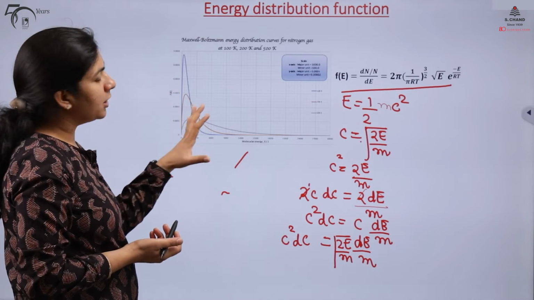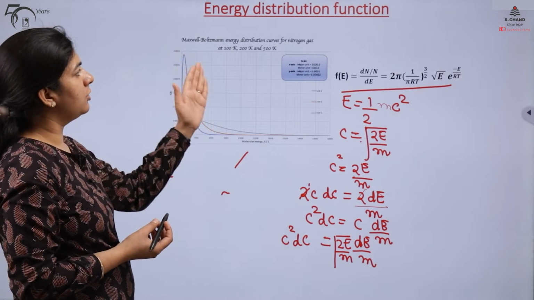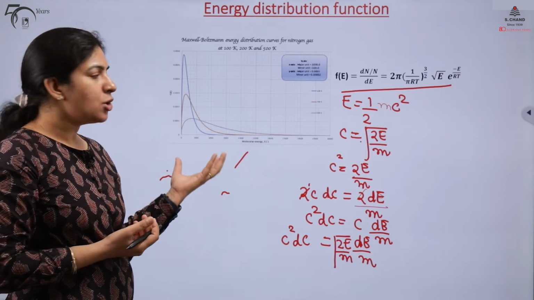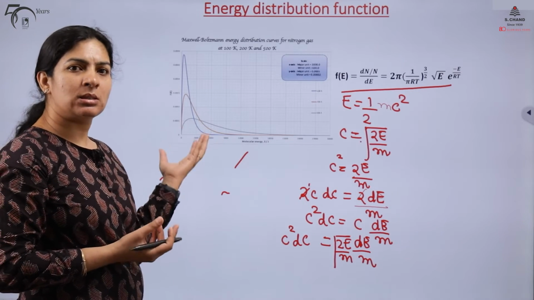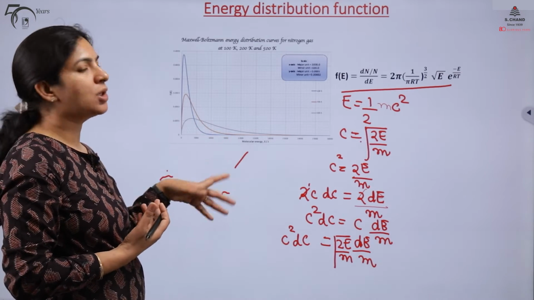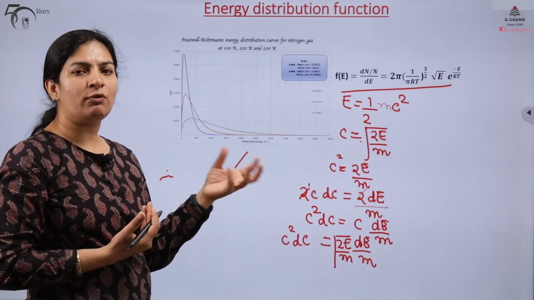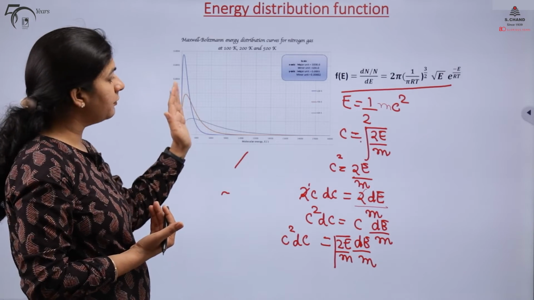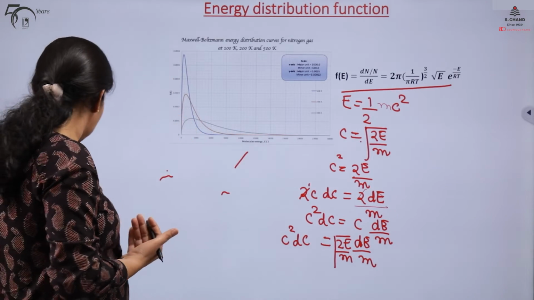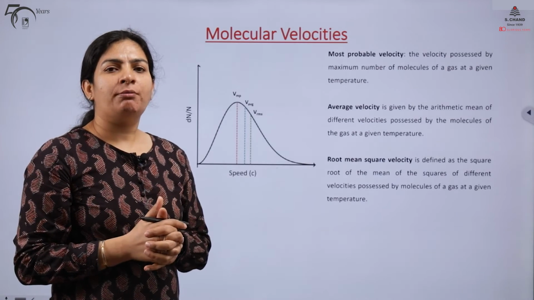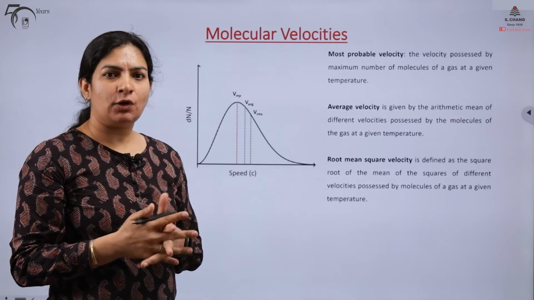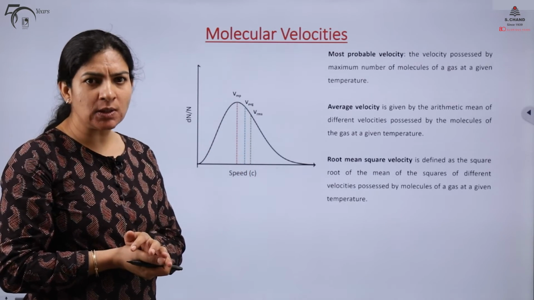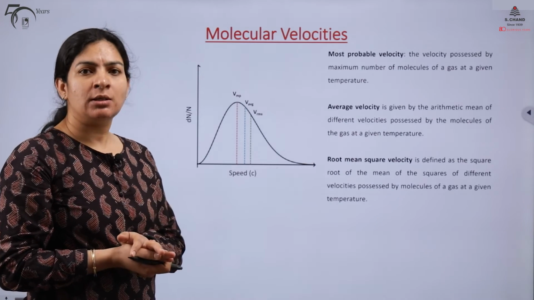This has been plotted again for nitrogen gas at 100, 200 and 500 Kelvin. And not to mention, here also the effect of temperature is similar: upon increasing the temperature, more and more molecules move with higher kinetic energies, and therefore the entire curve shifts towards the right hand side. The application of the Maxwell Boltzmann distribution of molecular velocities is to find out the various types of molecular velocities which have been defined for gaseous molecules.